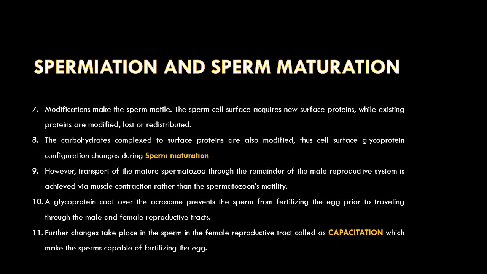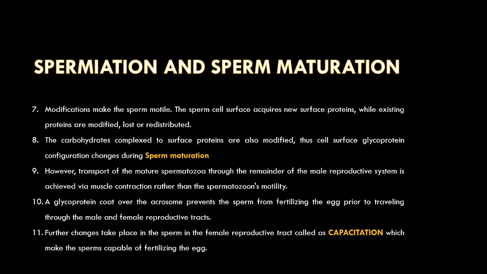The sperm cell also acquires new proteins on its surface, while the existing proteins may be modified, may be lost, or redistributed. The carbohydrates which are present on the surface proteins are also modified. Those are called glycoproteins. So their configuration also changes. So in the epididymis, the sperm now becomes motile.